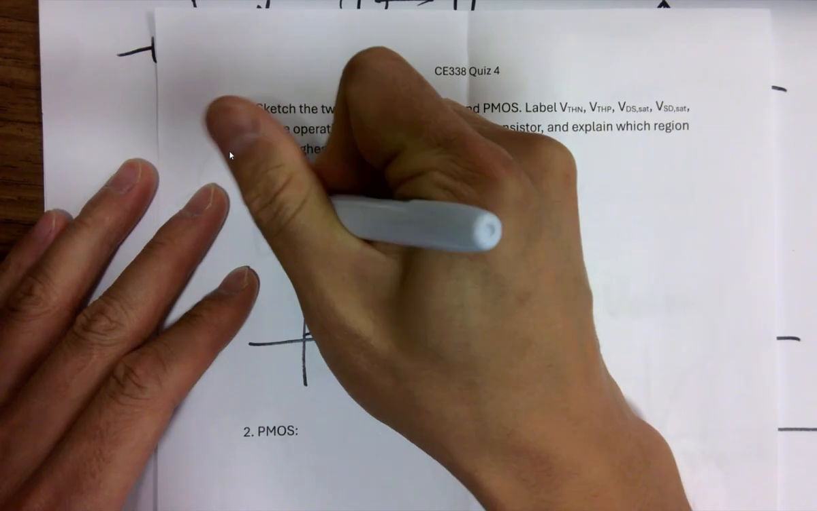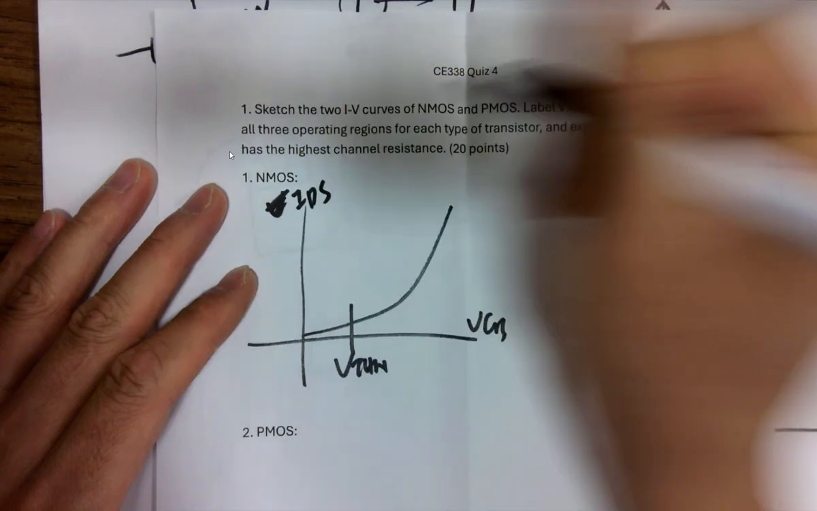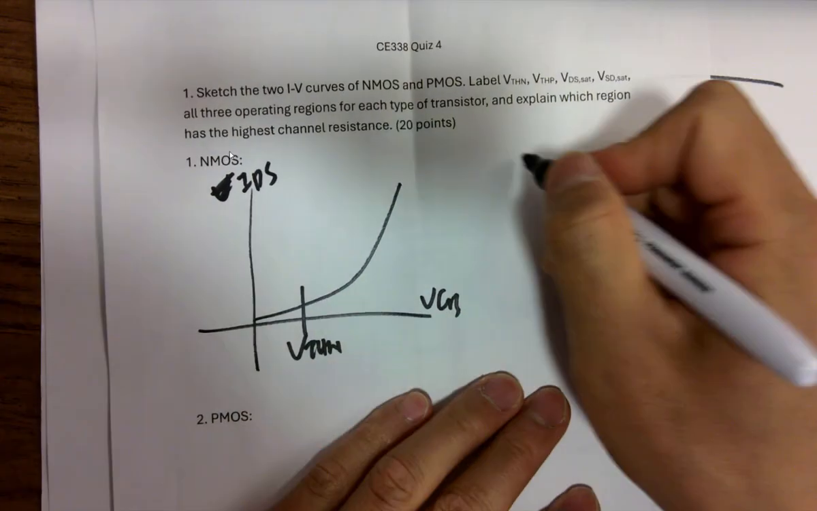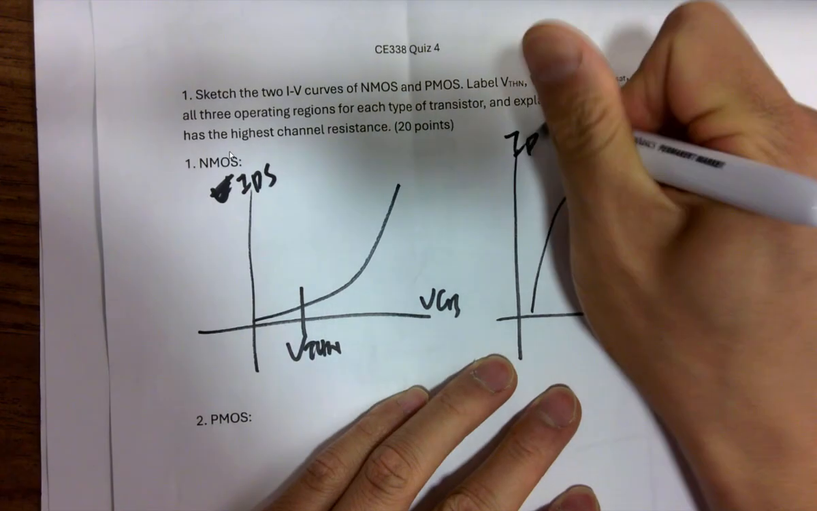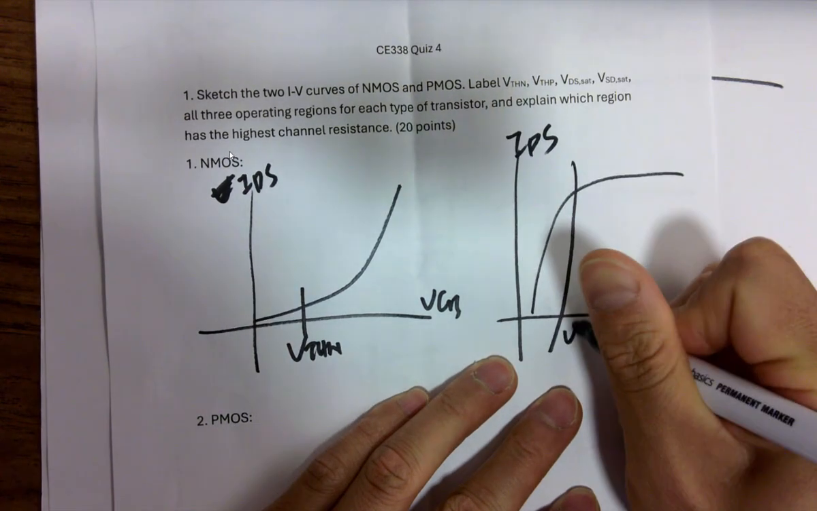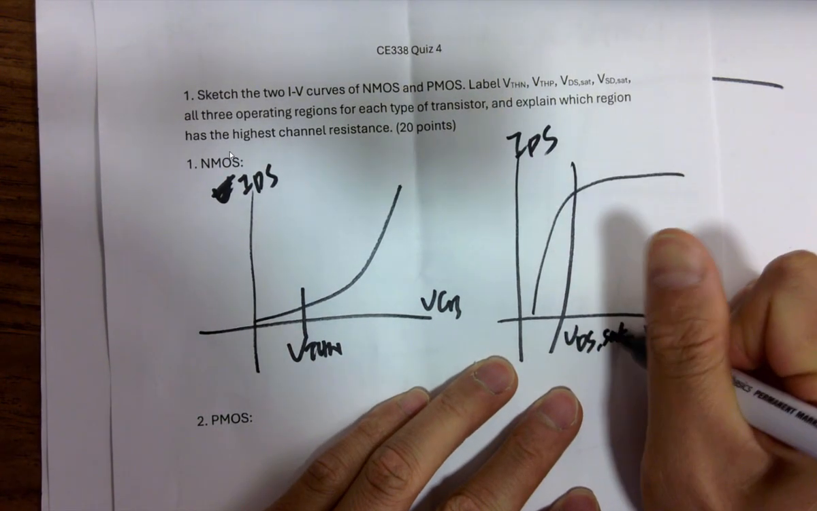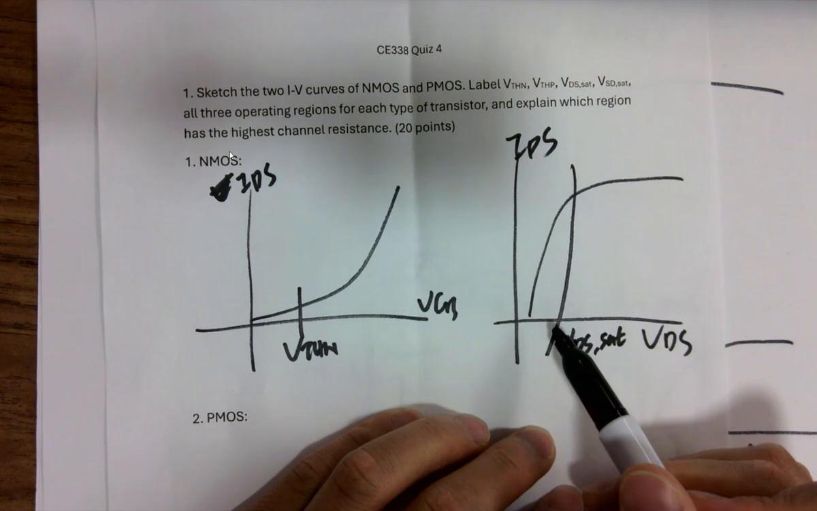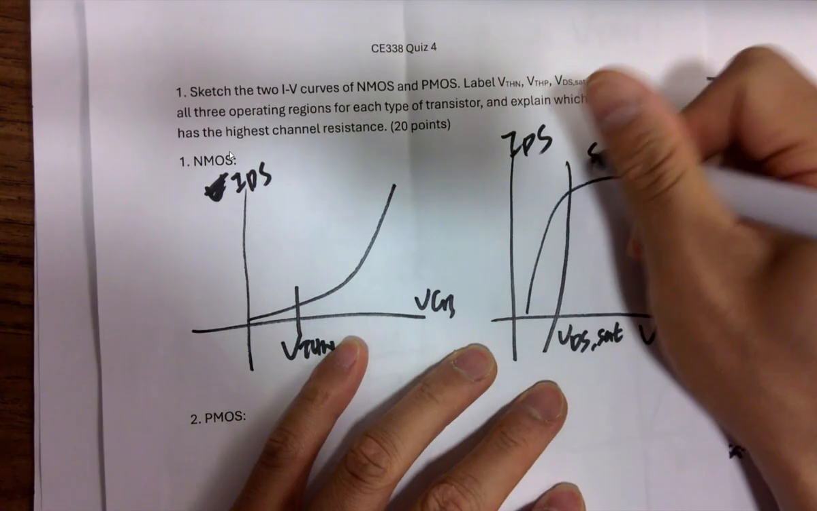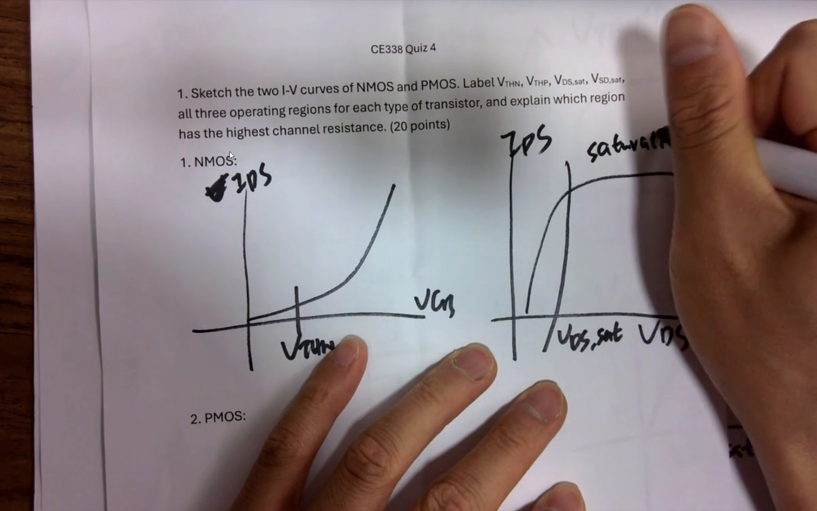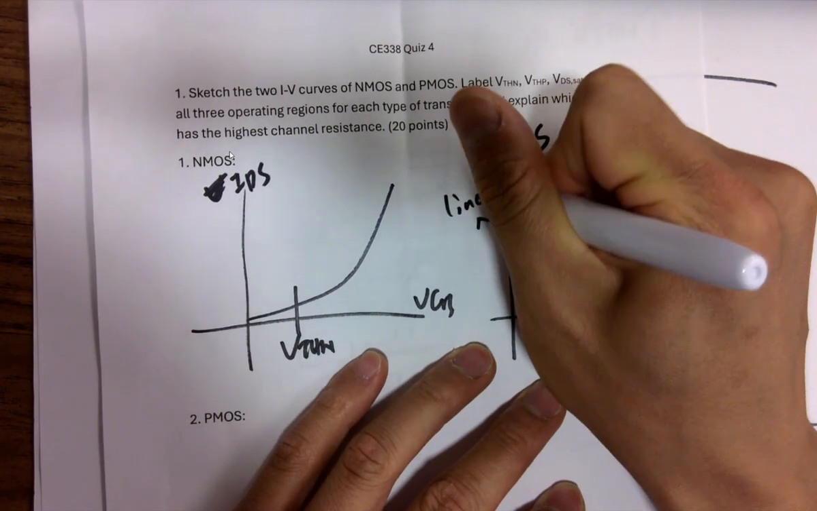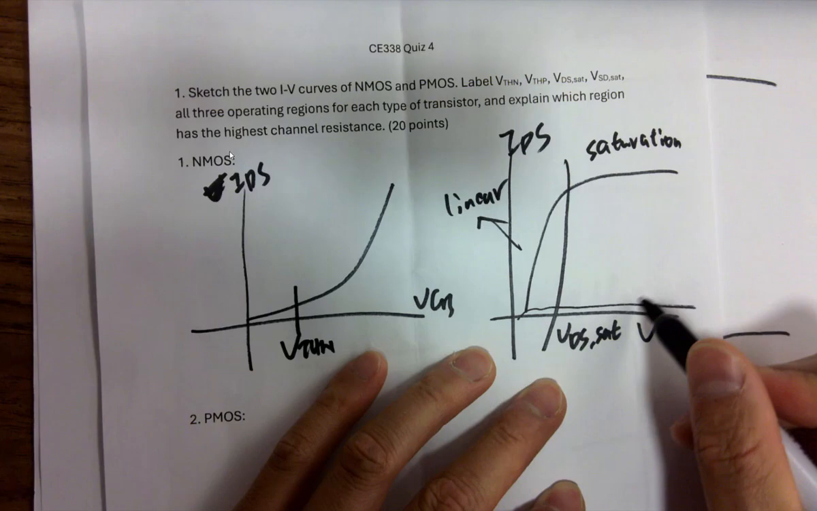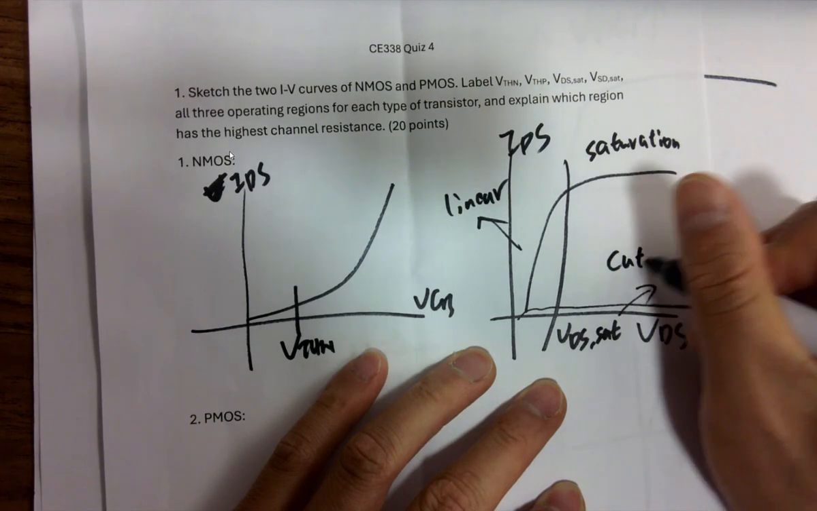VGS, IDS, and we know another one for VDS, IDS, and here's VDS set. So whenever VDS is larger than VDS set, it enters saturation region. And here's like a resistor, the linear region. And here doesn't have any current. This is called cutoff.